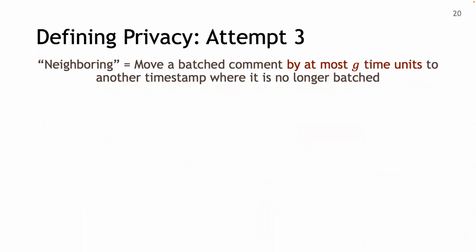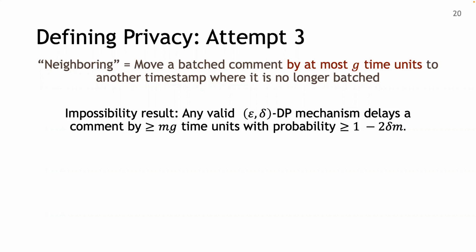Now you might say the problem that we ran into here is that a comment could arrive arbitrarily far in the future if it weren't batched, and that doesn't really make sense. There should be some plausible bound, we'll call that G, on how far in the future a comment could potentially arrive if it arrived unbatched instead of batched. Unfortunately, because we're only allowed to delay in this case, in other words, we can only add non-negative noise, we can't add noise from some symmetric distribution to time. We find that any valid epsilon-delta DP mechanism has to delay a comment by some factor m times this parameter G time units with probability at least 1 minus 2 delta m.